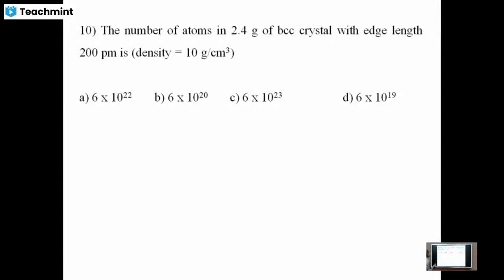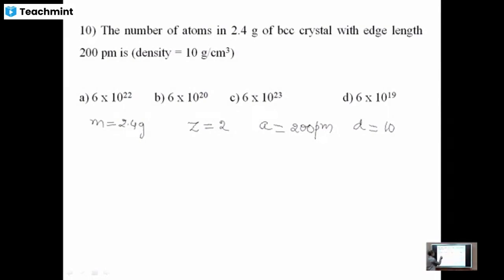Let us see what data are given. The mass of the crystal is 2.4 gram. It is a BCC crystal, so the number of particles in 1 unit cell is 2. Edge length a is equal to 200 picometer. Density is given. It is 10 gram per centimeter cube.